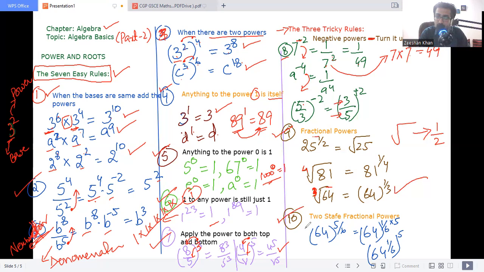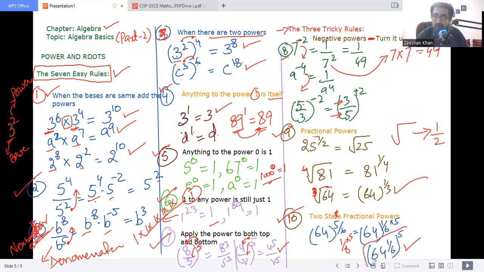Okay, this is the last rule. The last of the three tricky rules: two-step fractional powers. For example, if we have the number 64 and the power is 5 by 6, we can separate this power. How can we do that? We will separate 1 by 6 and we will multiply that by 5. Okay, so we will separate it like this, and then we can take this 1 by 6 down here and write it like this.